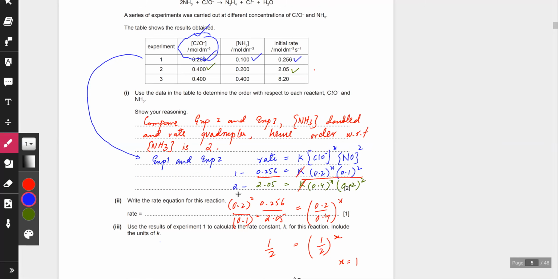Anyways, you have to write the rate equation. We've already done that. We found the value of x, it's coming out to be 1. And then use the results to experiment 1 to calculate the rate constant. So what you're going to do is take the values of experiment 1 and put them in the rate equation. You have the rate value, you have the ClO⁻ concentration, you have the NO concentration. So you can find the value of k in this experiment.